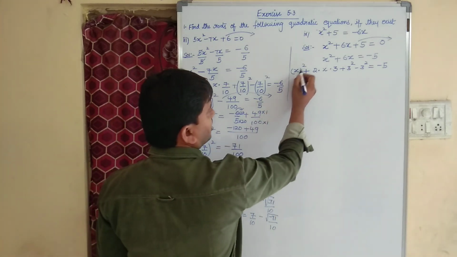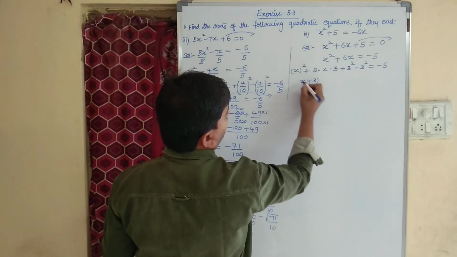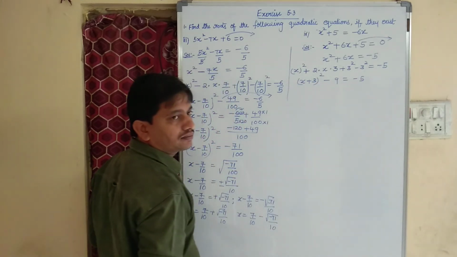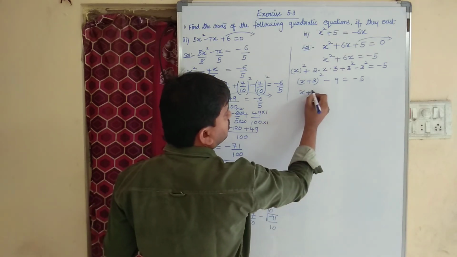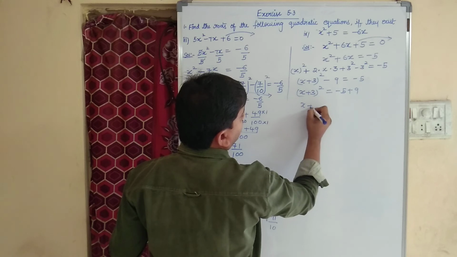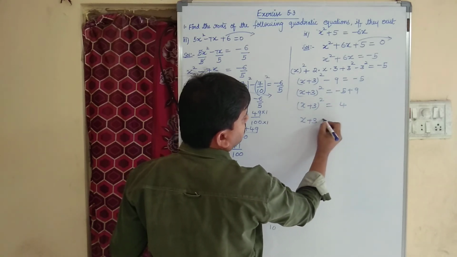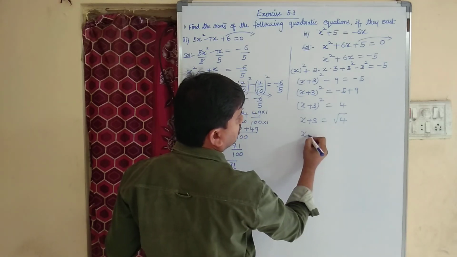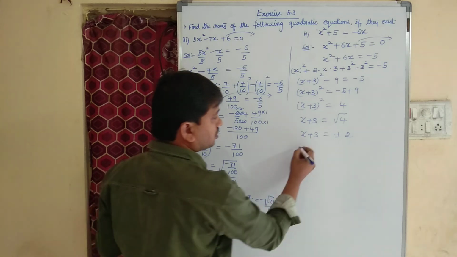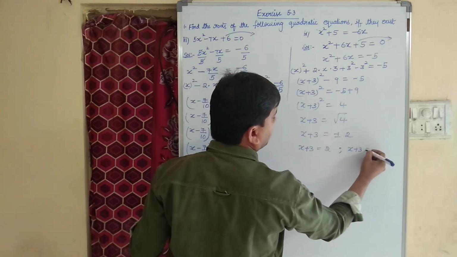This I can write as a square plus 2ab plus b square, which is the formula of a plus b whole square minus 3 square 9 equal to minus 5. Minus 9 you transpose, children, it will become plus 9, minus 5 plus 9. Minus 5 plus 9 implies 4. Square you transpose, root. x plus 3 equal to root over 4, which is nothing but plus or minus 2. So one root is plus 2 and another root is minus 2.